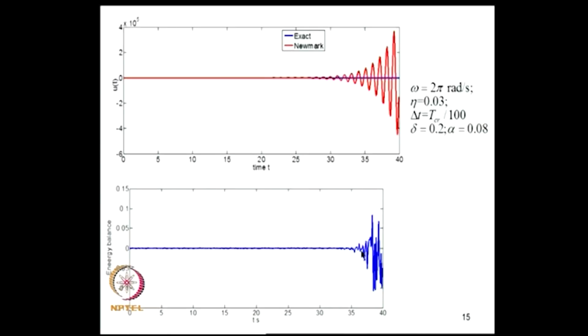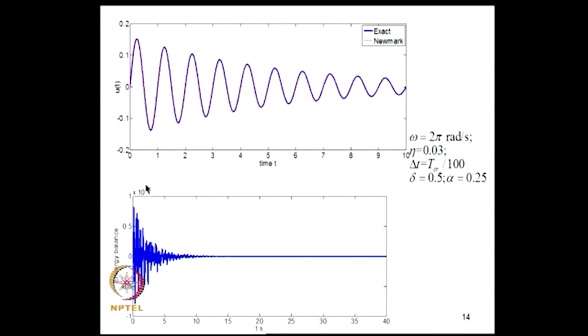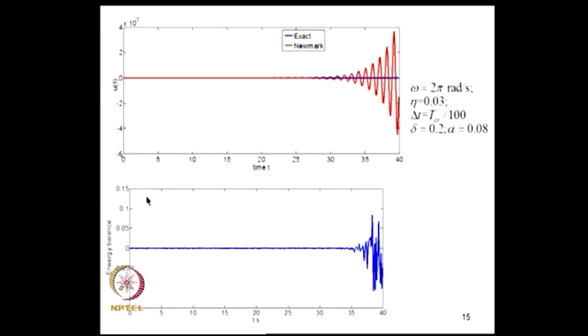Now, I deliberately select the algorithmic parameters in regions where the method is not stable. So, we see that the Newmark solution diverges as time increases, and you can see that the energy balance condition is also violated. Now, these numbers are very large, it is 0.15. If you look at the previous graph, these numbers were 10 to the power of minus 12. This is a very large number, and it is also blowing up.